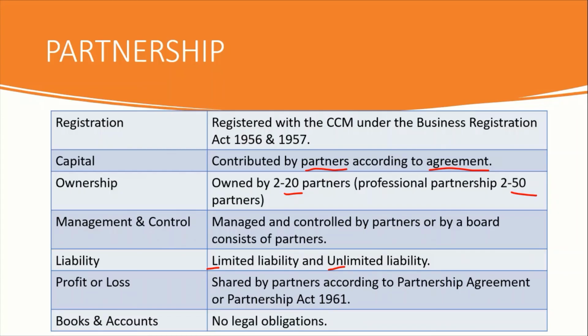For profit or loss, it is shared by partners according to the Partnership Agreement or Partnership Act 1961. So the profit or loss is shared as you agreed before the business is made. Lastly, its book and account has no legal obligation because it's still your personal business. Outsiders do not need to know what happens in those businesses.